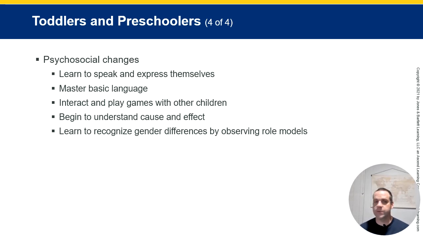By 3 years old, most kids have mastered basic language skills. They're not just telling you what they want, they're telling you stories, asking why, and even making jokes. Socially, they begin playing with other children, learning to take turns, following rules, and being part of a group. They also begin to understand concepts like cause and effect, which plays a role in behavioral learning. And by watching adults or older siblings, they start to recognize gender identity and roles.